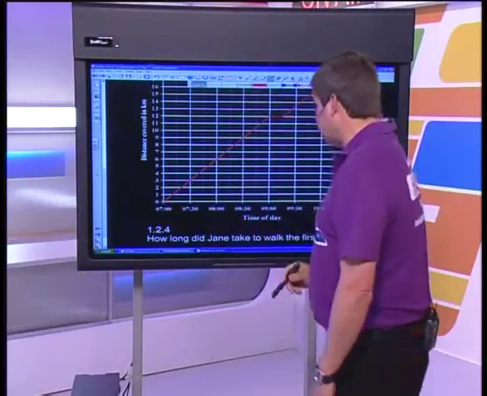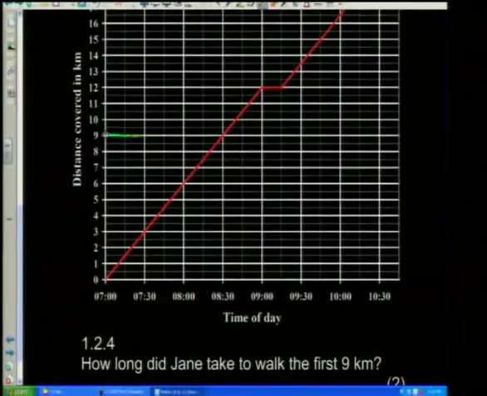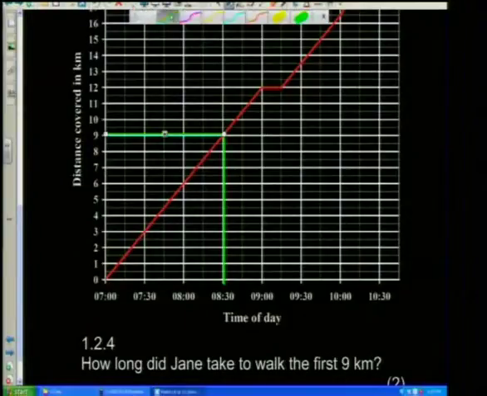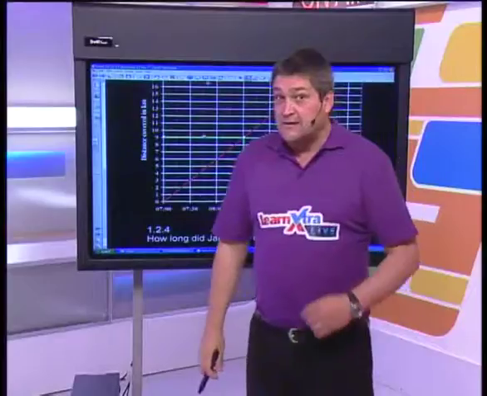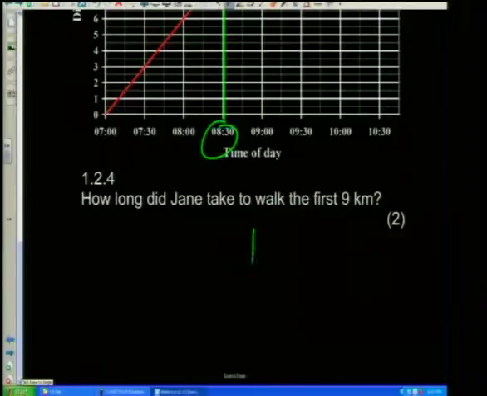The question did say, how long did Jane take to walk 9 kilometers? So I'm going to start at 9 kilometers and draw a line, and there it is at that particular point. If we draw another line down, we can see that she actually got to the 9 kilometer mark at 8:30. But that's not the question, hey? The question is, how long did it take her to walk? Well, if she started at 7 o'clock, and at 8:30 got to the 9 kilometer mark, she's taken from 7 to 8, which is an hour, 8 to 8:30, half an hour, 1.5 hours. Okay, so that's my answer. Quite simply, it's taken her 1.5 hours. Right, next one.